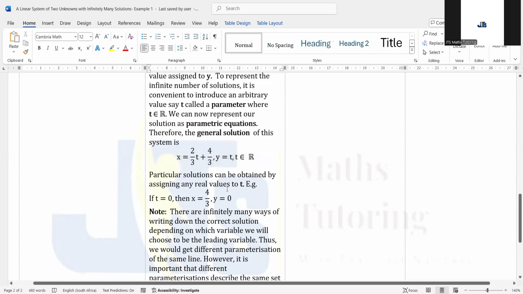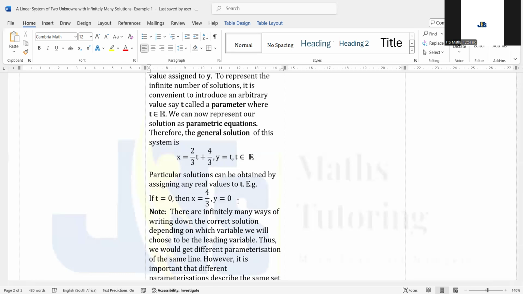So how do we get a particular solution, or a specific point here? All we simply do is assign any real value to t. In my case here, I've decided, what if t is 0? It means x is going to be 4 over 3 and y is going to be equal to 0. This is just one of the many solutions.